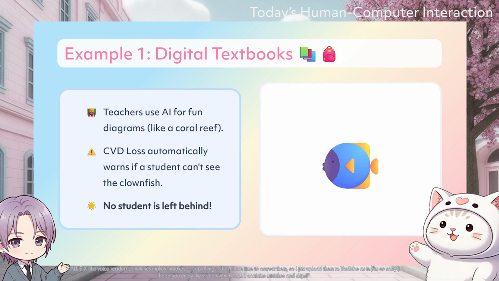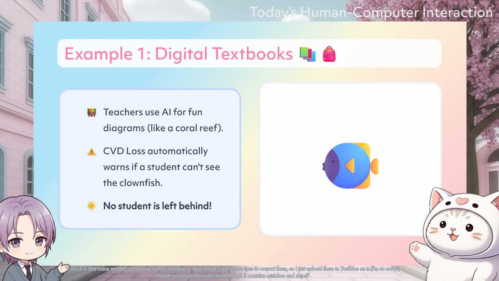But do not be sad, because this research is incredibly helpful for our future. Let me give you 3 specific examples of how this loss technology could be applied in the real world. First, think about making digital textbooks for elementary school students. Teachers are using artificial intelligence more and more to create fun diagrams and pictures for their lessons.